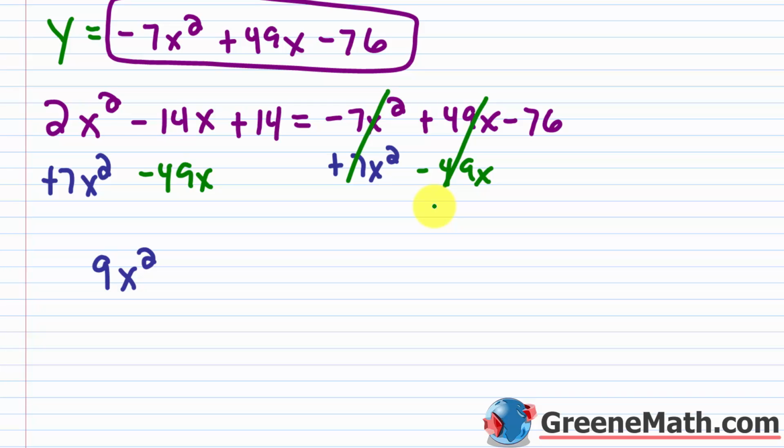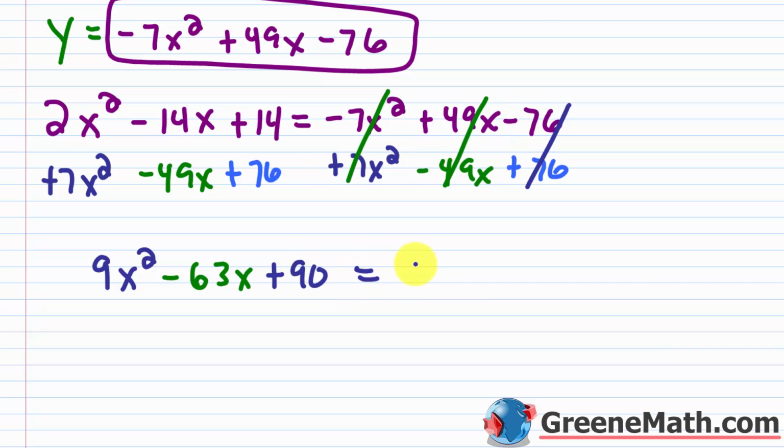And if I did negative 14x minus 49x, I would get negative 63x. So let's put minus 63x here. And then lastly, let's go ahead and add 76 to both sides of the equation. And I just want to strike that out real quick. So 14 plus 76 is going to give me 90. And of course, on this side, everything's canceled, so it's a 0. Okay, so this is equal to 0.